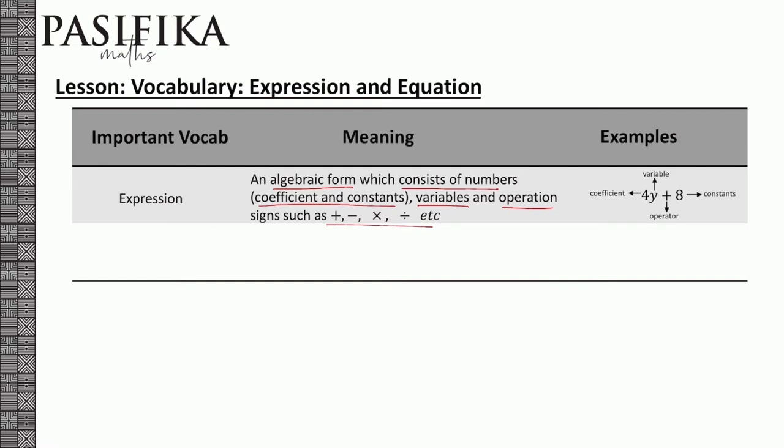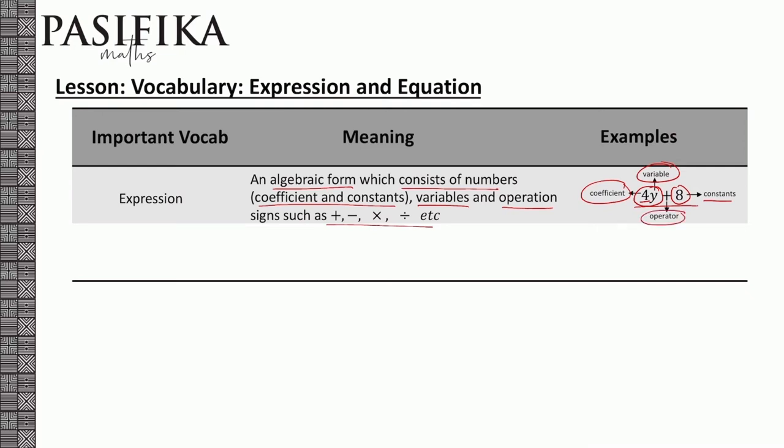So you'll notice that in this case, 8 is a constant. The 4 is a coefficient. Why? Because the 4 is attached to a variable. So in this case, y is a variable, which means it takes on different values as it is a changing number. And the operator we're using is addition.